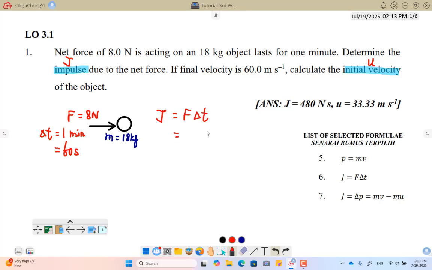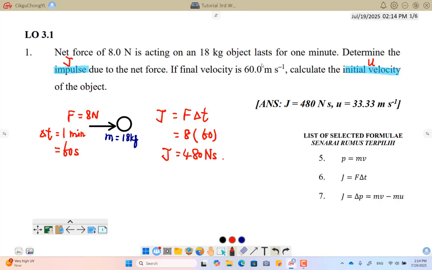So I can calculate the impulse. I will take the force, 8 newtons. The time interval for the force acting on the object is 60 seconds. So I'll get the impulse will be 480 newton seconds. Okay, then we move on to the second question.